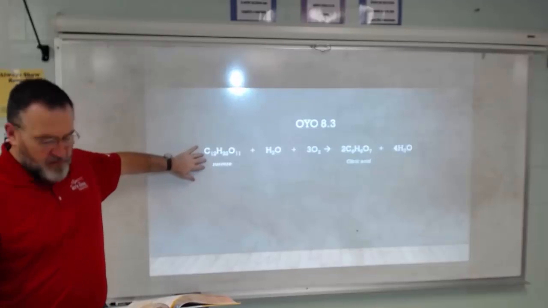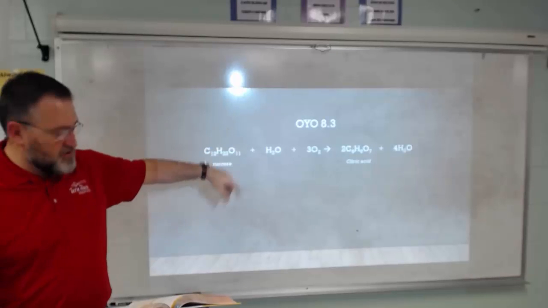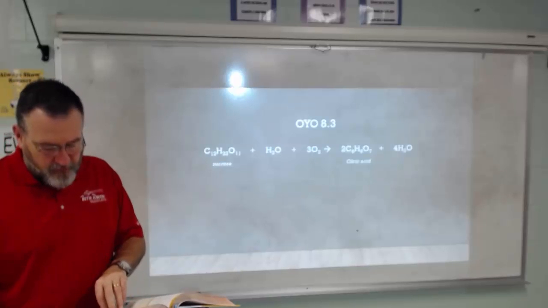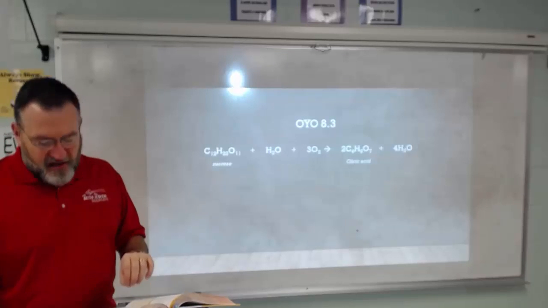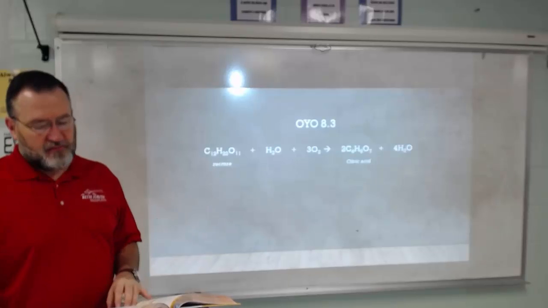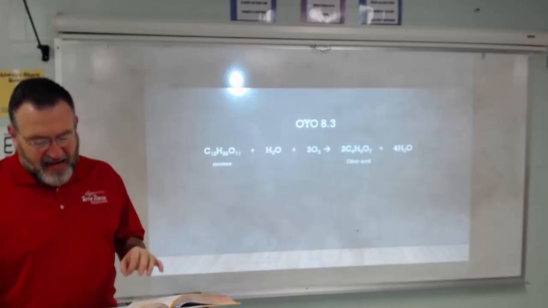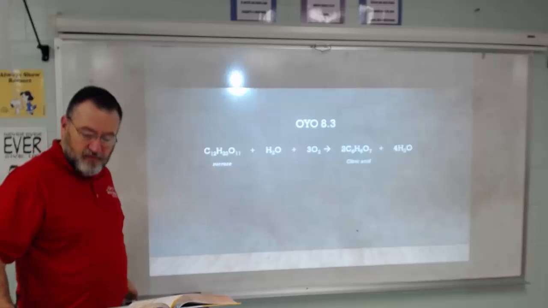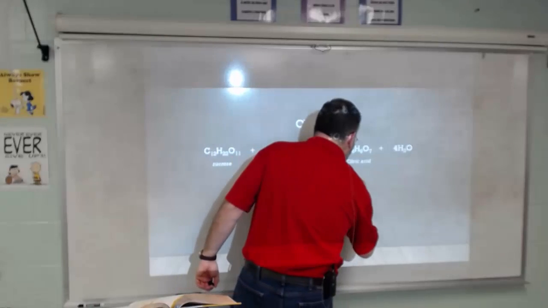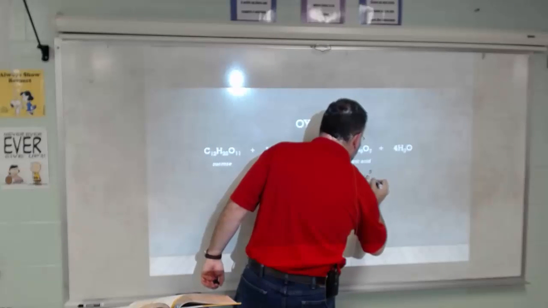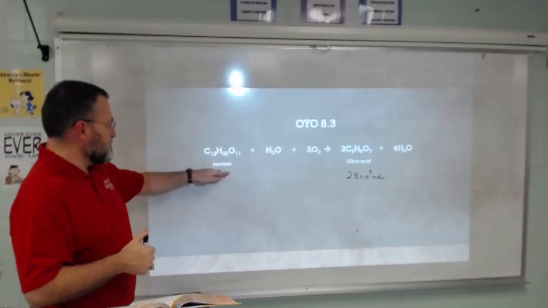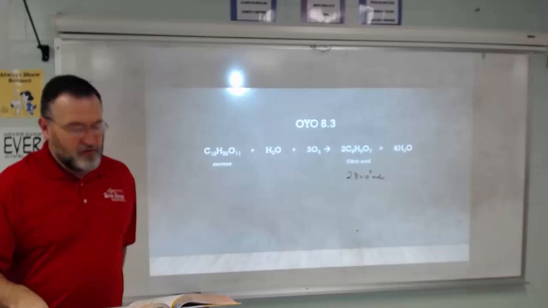C12H22O11, which is sucrose, plus water and oxygen, reacts to produce citric acid and water. If a fruit drink manufacturer decides that she needs 2.8 times 10 to the fifth moles of citric acid, what is the minimum amount of the reactants that she will need? Again, I'll write the number on the board in case you don't have it in your book. 2.8 times 10 to the fifth moles. We're trying to produce 2.8 times 10 to the fifth moles. How much sucrose, water, and oxygen do we need in order to make that much product?